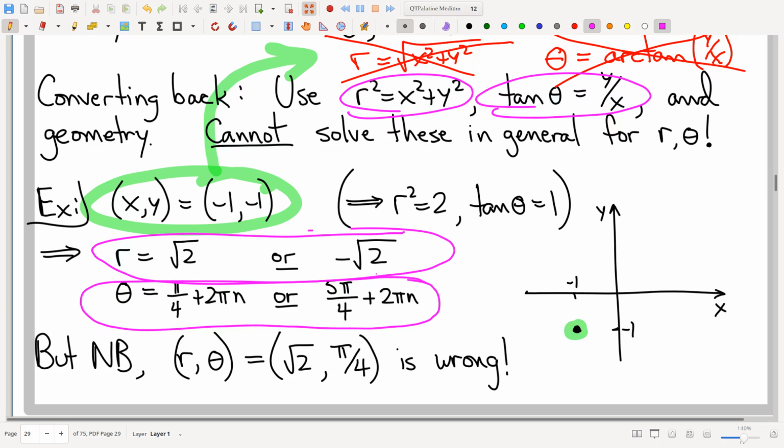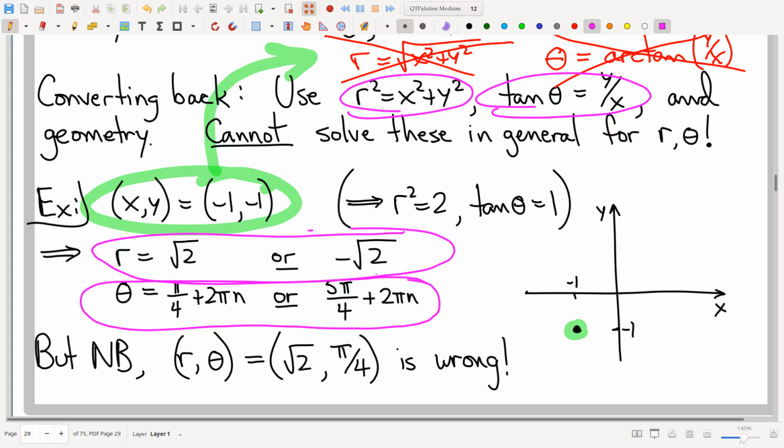Let me observe. The 2 pi's are kind of boring, right? You can always add 2 pi. It always gets you back to the same point. I kind of don't care about the 2 pi's. Let's forget about the 2 pi's. It is still the case that we have 2 different values of r and 2 different values of theta. And how do you decide which of those 4 possible combinations actually work? Well, you have to actually think it through, right?